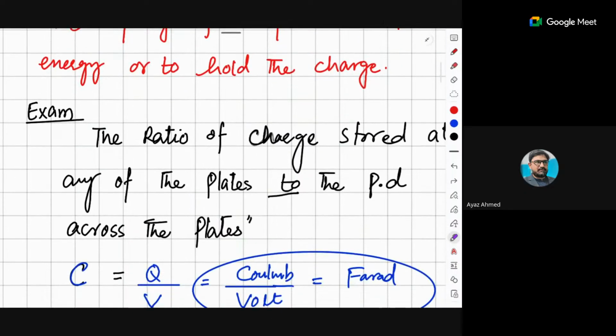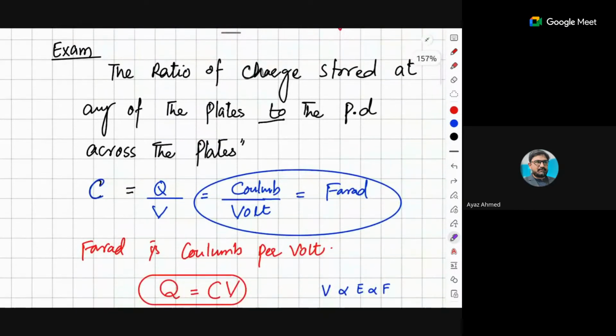In the exam you will write this definition: the ratio of the charge stored at any one of the plates of the capacitor to the potential difference across the plates. There are some important points. The charge stored at any one of the plates, because if a positive charge is on one plate, the other plate has an equal amount of negative charge. So I simply say the charge stored on any one of the plates divided by the potential difference across the plates. Is this clear to everyone?